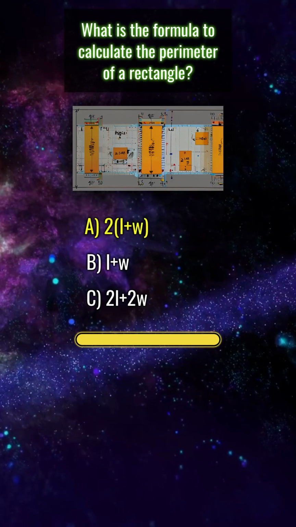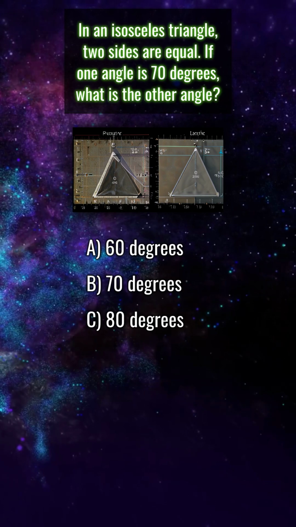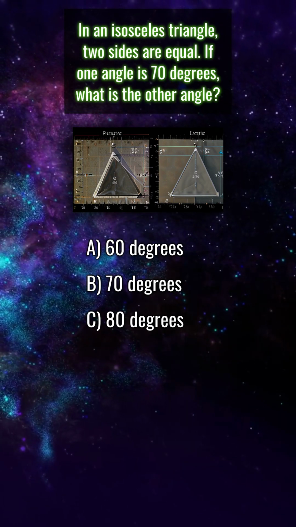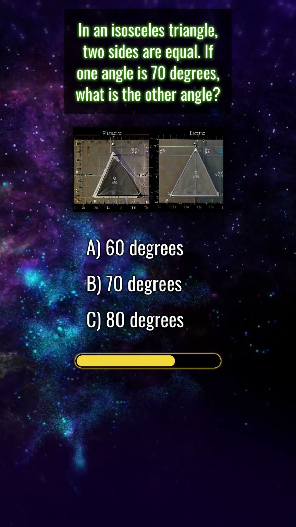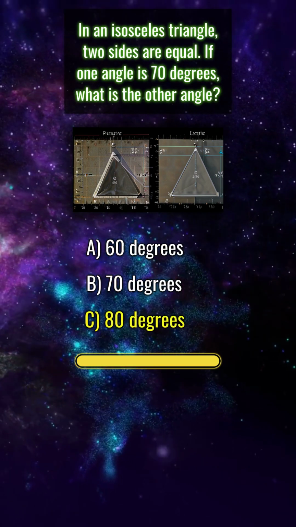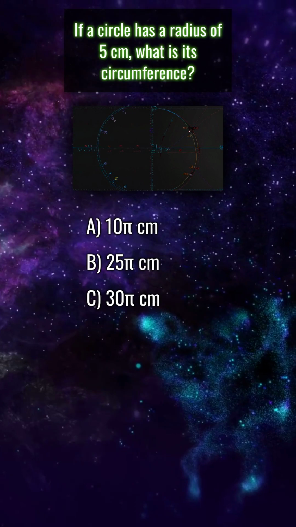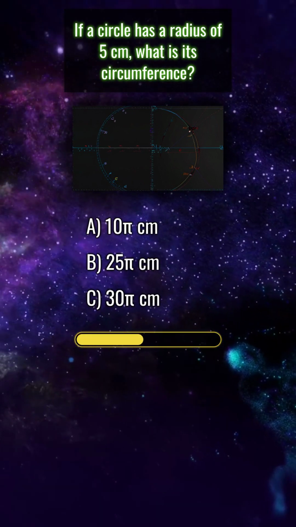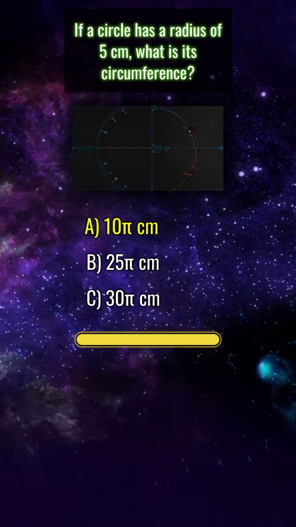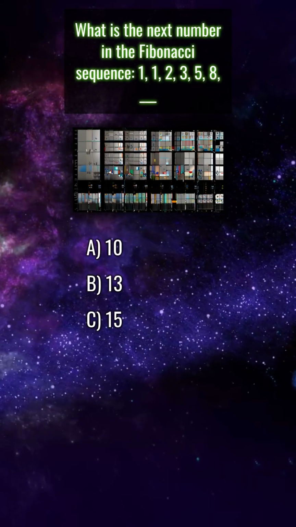A. 2L plus 2W. In an isosceles triangle, two sides are equal. If one angle is 70 degrees, what is the other angle? C. 80 degrees. If a circle has a radius of 5 centimeters, what is its circumference? A. 10 pi cm. What is the next number in the Fibonacci sequence?